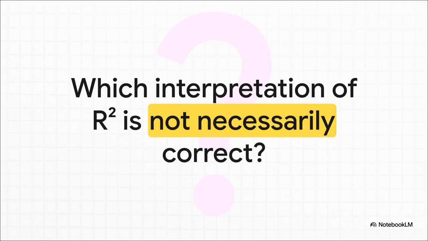We've got 2 different models, a simple one and a more complex one, and we're being asked about their R-squared values. But here's the catch. The question isn't asking what's right, it's asking what isn't necessarily correct. This is all about spotting that one subtle but crucial trap.